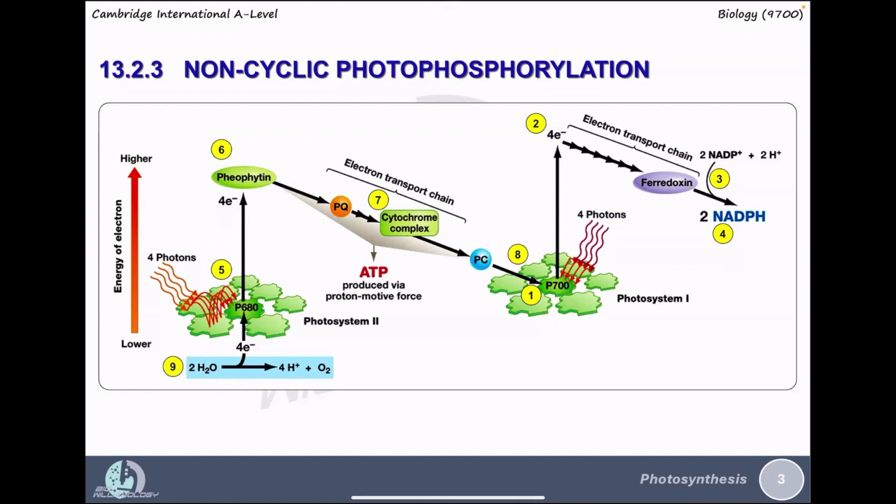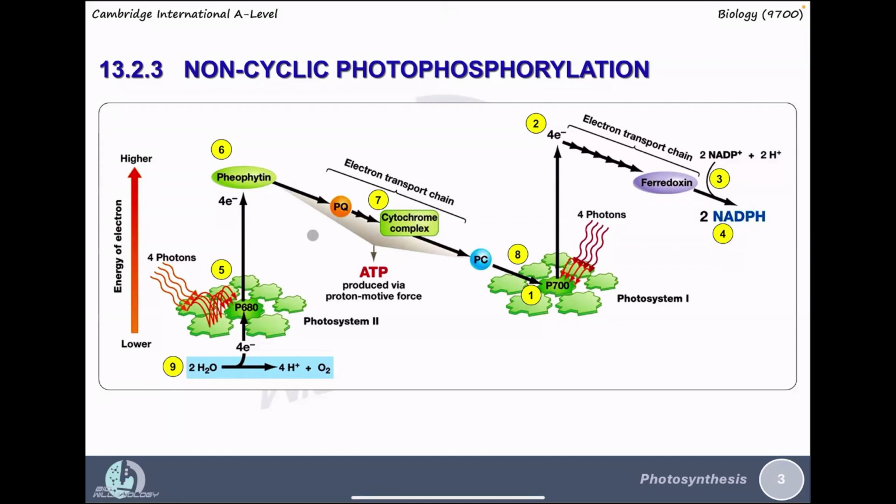The enzyme that catalyzes this reaction is known as NADP reductase, because NADP is reduced to form reduced NADP. So now what actually happened? What is the consequence here? Due to the photoexcitation of electrons, the reaction center P700 is now oxidized. Basically, P700 lacks electrons, so the process can't continue without electron replacement.